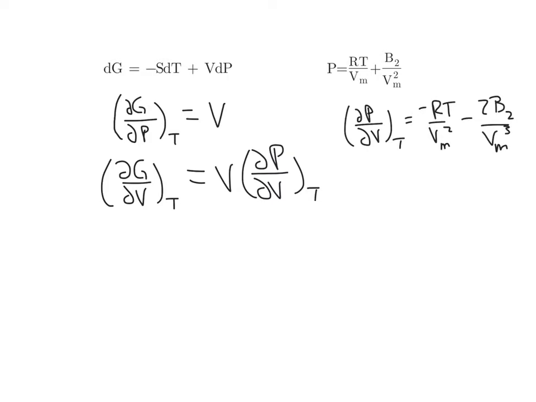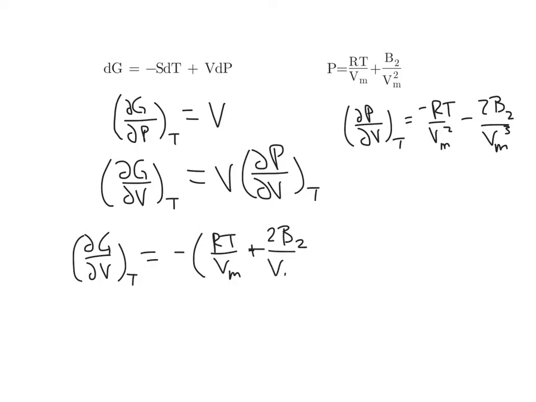And that expression can then be plugged into my expression for how the Gibbs free energy changes with volume at constant temperature. So the Gibbs free energy changes with volume at constant temperature according to minus RT over molar volume plus 2B2 over molar volume squared. Now I just need to separate variables and integrate.